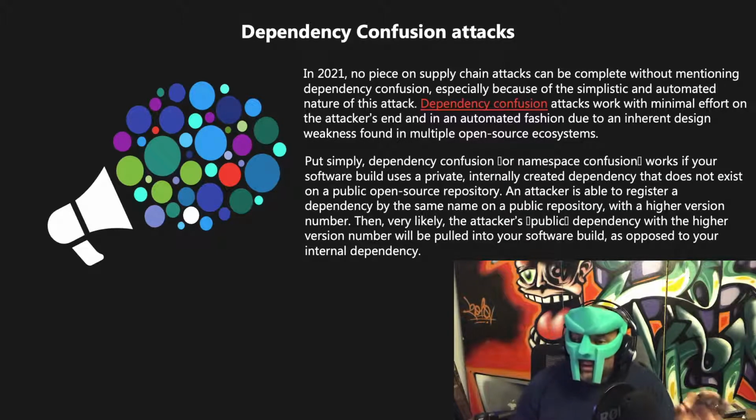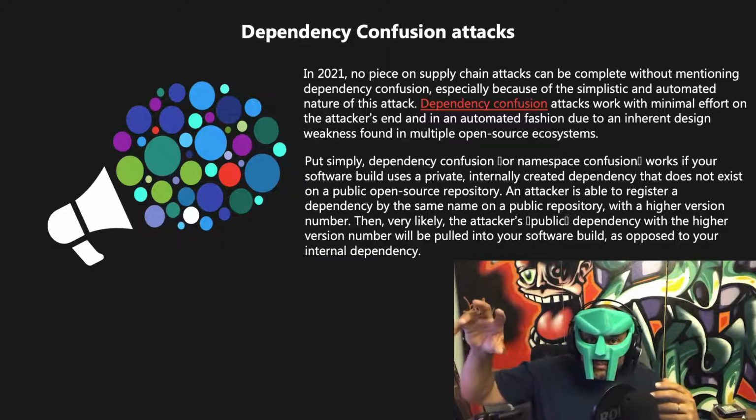Put simply, dependency confusion or namespace confusion works if your software build uses a private, internally created dependency that does not exist on a public open source repository. An attacker is able to register a dependency by the same name on a public repository with a higher version number. Then, very likely, the attacker's public dependency with the higher version number will be pulled into your software build as opposed to your internal dependency.